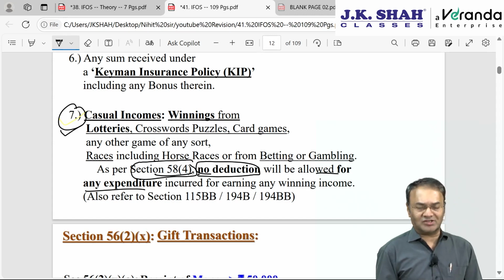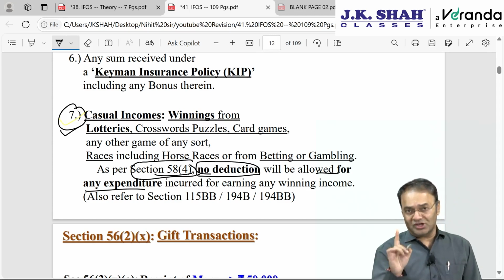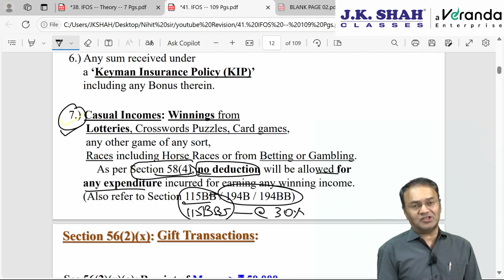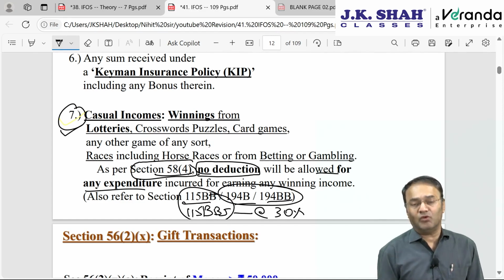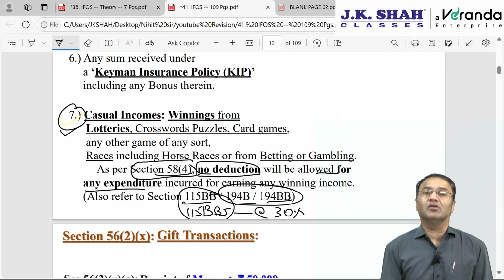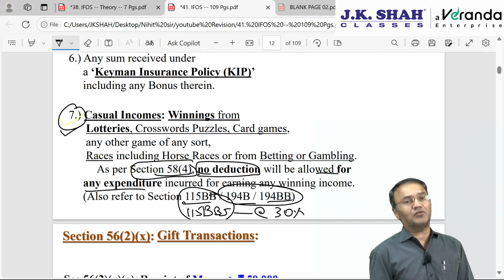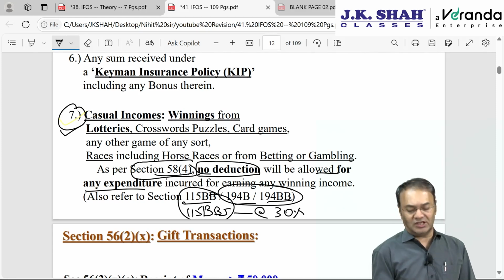The gross amount will be taxable, and also refer to chapter 12, special rates of tax, sections 115BB and 115BBJ, whereby these winning incomes will be taxable at a flat rate of 30%. And we also discuss the same concept under TDS, 194B and 194BB. 194B is TDS at 30% on winnings from lottery, crossword puzzle, card game or any other game, or winning from any activity in the nature of gambling or betting. And 194BB is TDS at 30% on winnings from horse race.